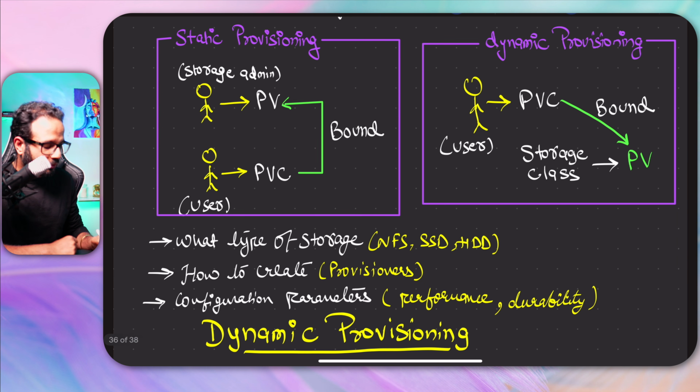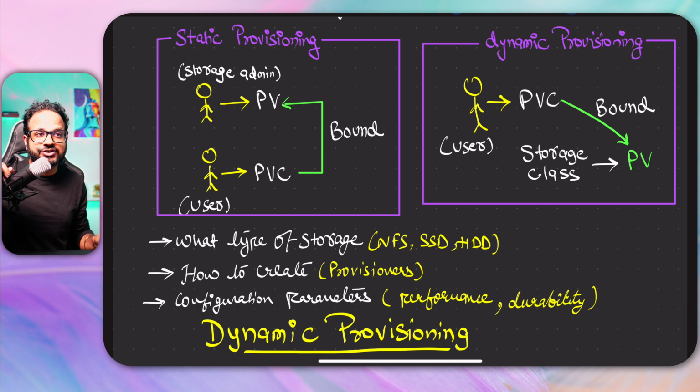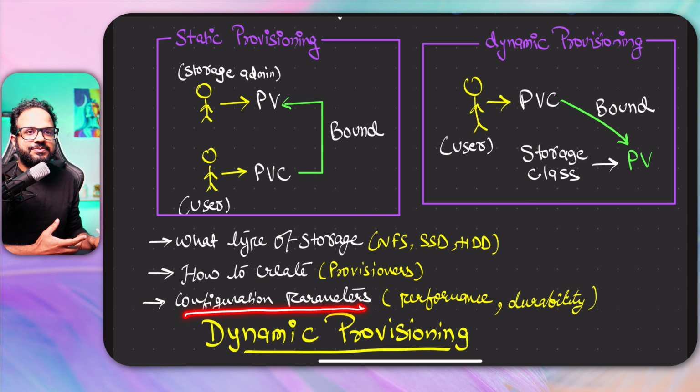Now it has different components, the storage class. It defines what type of storage will be provisioned, right? Whether it is NFS, SSD, HDD, and so many more, and how to create it. There is a section in the storage class called provisioner, and the provisioner defines how we create the storage. Then it has several configuration parameters, based on performance, durability, stability, which define all those things, and how cost effective or costly the solution is.